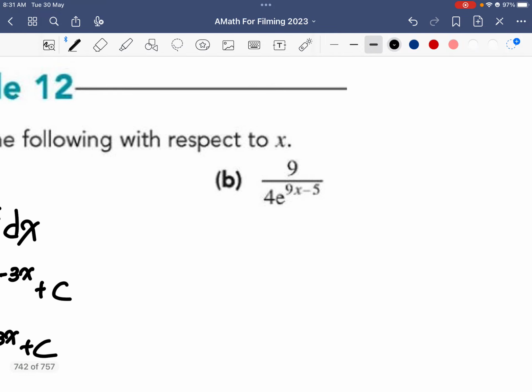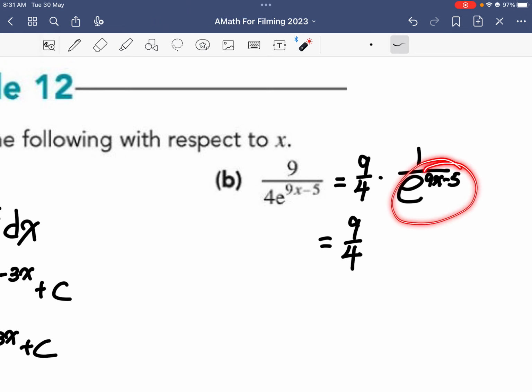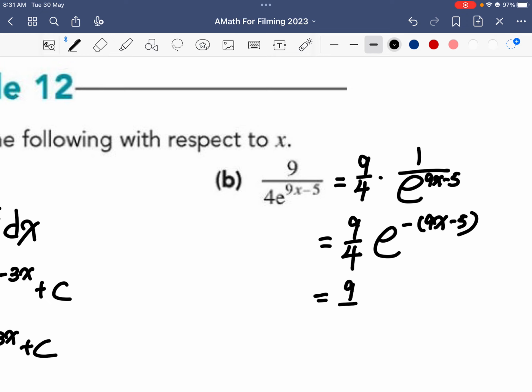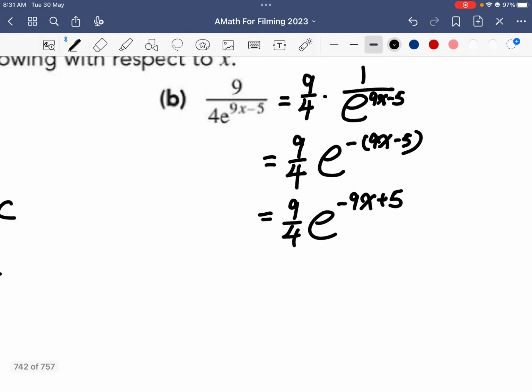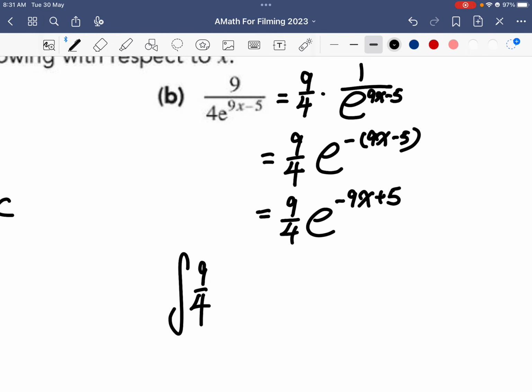I think this is quite simple. I give you something slightly more complicated, but not very much more complicated. Let's just try to resolve this first. Now we simplify 1 over e to the power of 9x minus 5. In order for me to perform the integration, I will express this term as e to the power of negative 9x minus 5. So I get 9 over 4 e to the power of negative 9x plus 5. Then I can start to integrate.